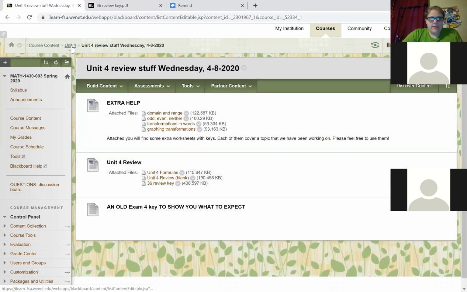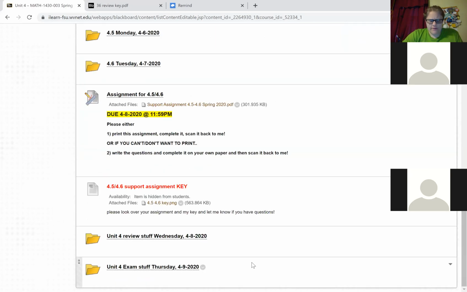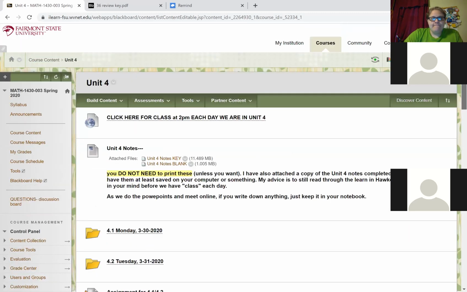Now, when you go to turn it in, you're going to click back down on the last folder where it says Unit 4 exam stuff. And I haven't created it yet, but there's going to be an assignment Dropbox right there. That's where you're going to submit your test. Okay? Any questions on this?